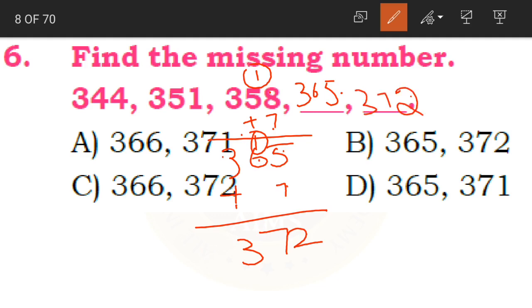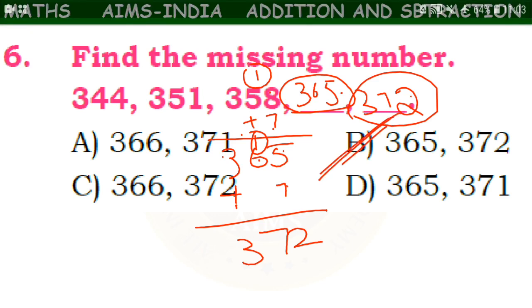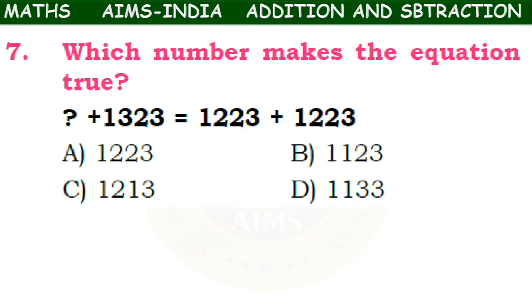What is the final answer? 365 comma 372. That is option number B. Clear, children? This is how we solve the find the missing number problems.